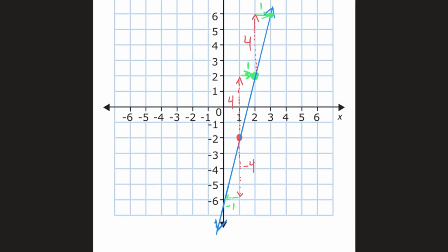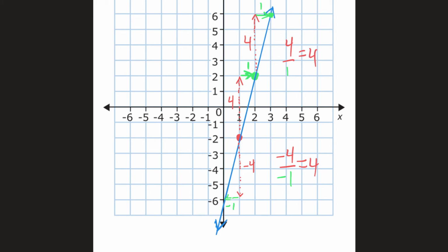So the slope is 4 over 1. Also, you can go down 4 and to the left 1. And look, if I went down 4, I represented that as negative 4. And if I went to the left 1, I represented that as negative 1. Going back 1. And negative divided by negative is positive. So that's still equal to 4. So we can see that the slopes are the same.